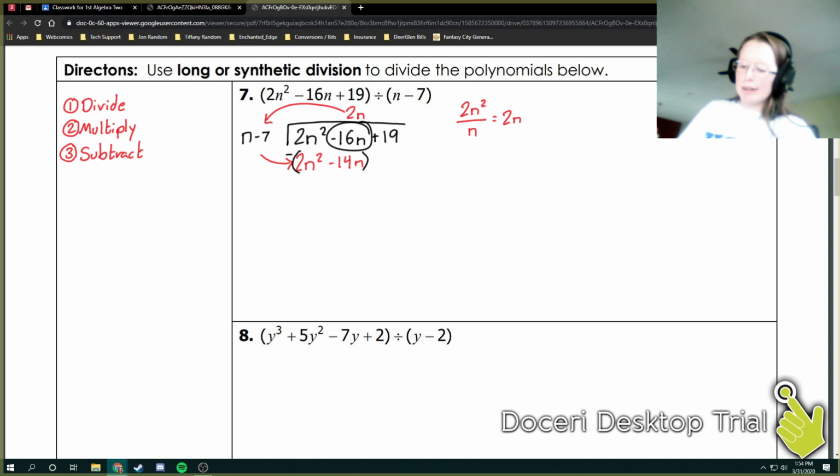Negative 16 minus negative 14. Well, negative 16 minus a negative 14 is the same thing as negative 16 plus 14. So that's a negative 2n. And the last step is bring down.